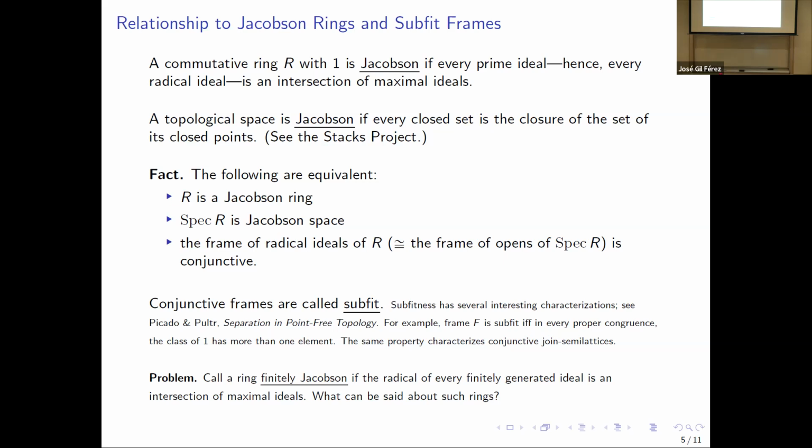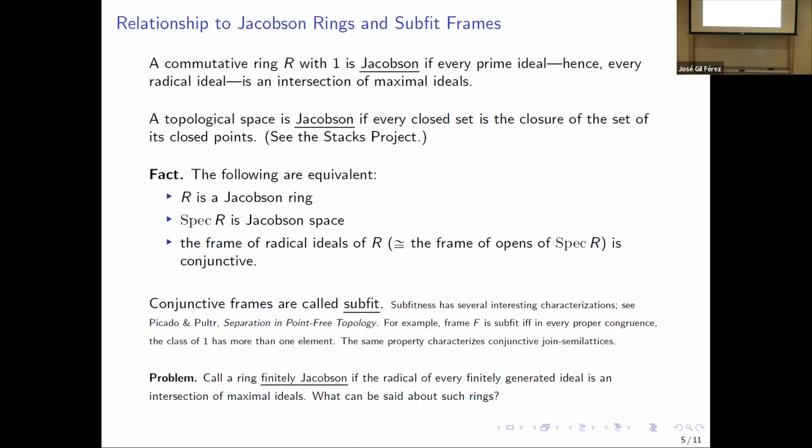Here's a problem that I thought of while we were writing this up. We could call a ring finitely Jacobson if the radical of every finitely generated ideal is an intersection of maximal ideals. What can we say about such rings?